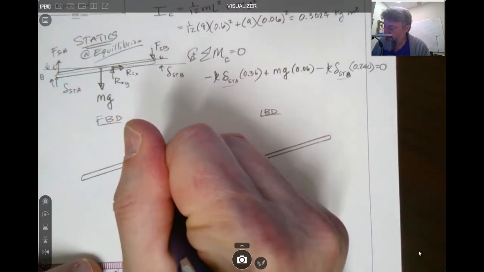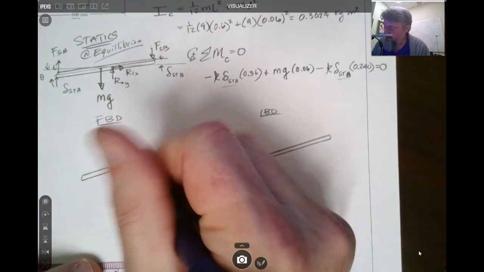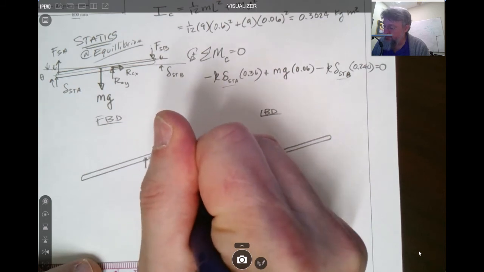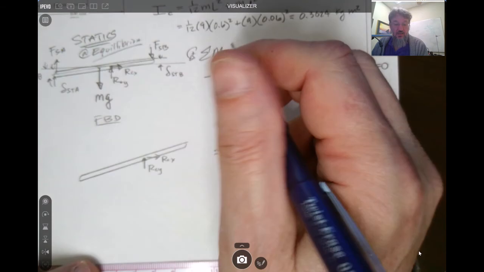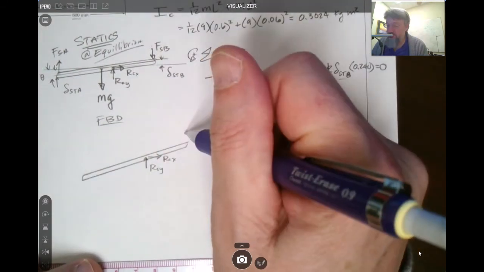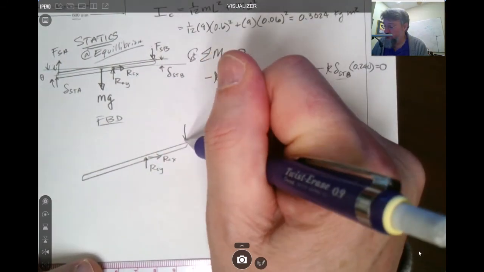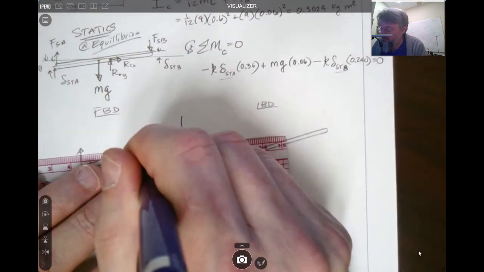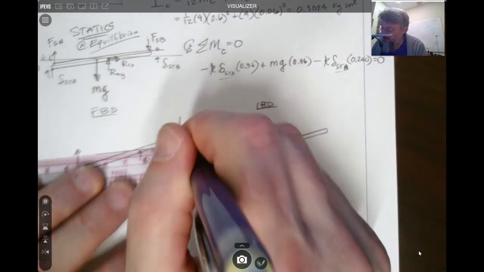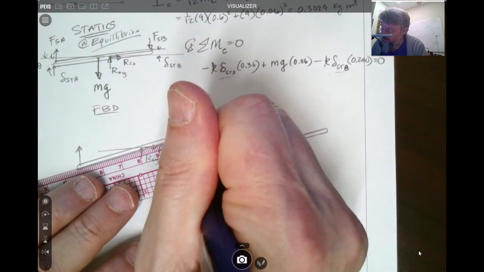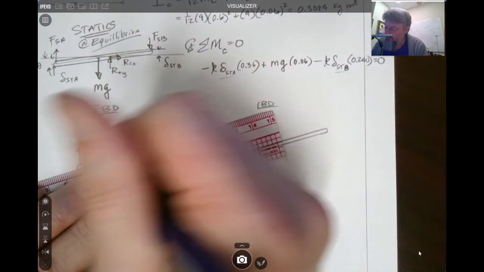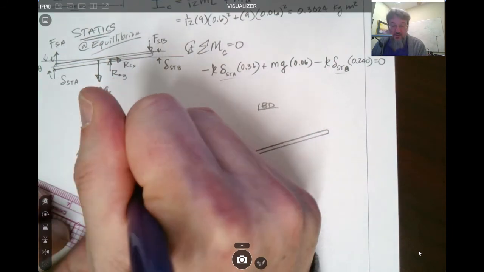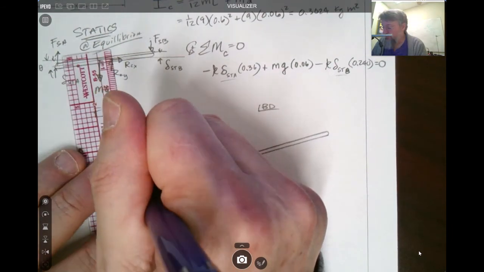And we're still going to have this reaction, RCY, RCX. But now we're going to have, with a large, this is going to have a larger angular change right here. And here is going to be our mg.